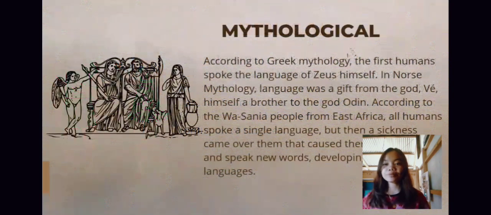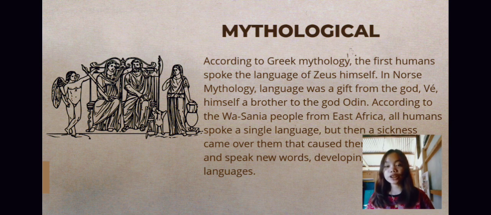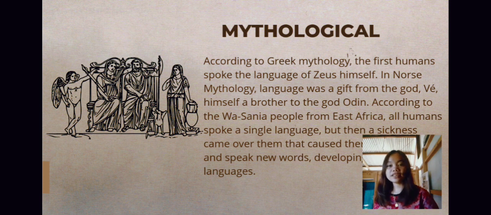Next is mythological. So from the word myth, it is a traditional and legendary story concerning some being or hero or event with or without basis of fact or natural explanation. So according to Greek mythology, the first humans spoke the language of Zeus himself, whereas it states that Zeus spoke ancient Greek. So basically, it states here that they spoke the language of Zeus, so they speak ancient Greek.